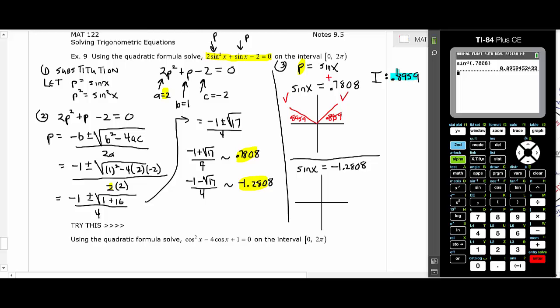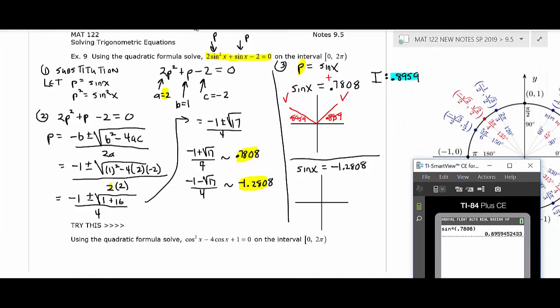That's an answer. Okay, your quadrant 2 answer is going to be this now. So we have to do pi less that. Halfway around the circle's pi. So we do pi minus that reference angle, and then we'll get the second answer. So we're going to crunch that out again on the calculator.